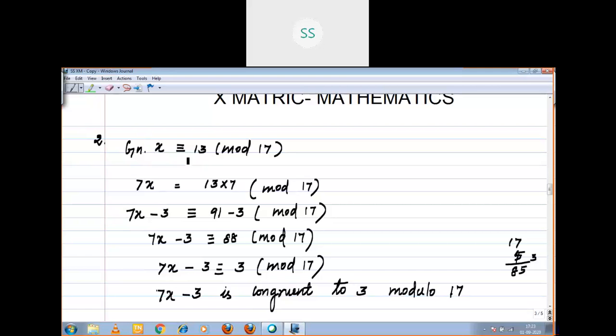First I multiply the given format by 7. That's why I arrived at 7x equal to. Next I subtract 3 from the previous 7x. Now what do I arrive at? 7x minus 3 equal to 88 modulo 17. I divided 88 by 17. What remainder do I arrive at? That I wrote here. That is the procedure, right? 3 modulo 17. That's why 7x minus 3 is congruent to 3 modulo 17. Got it children? Now you people understood or not?